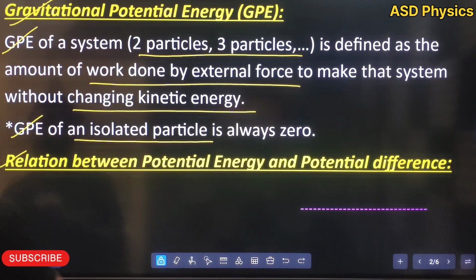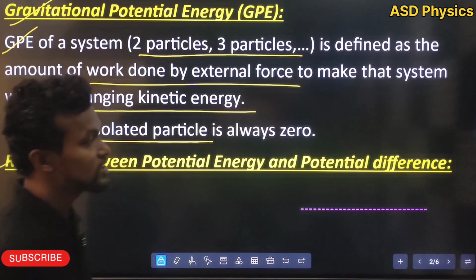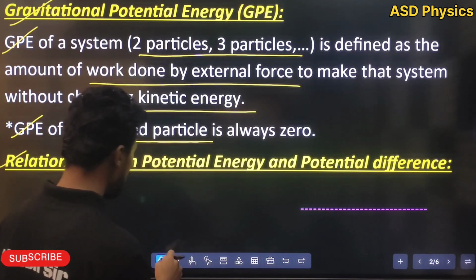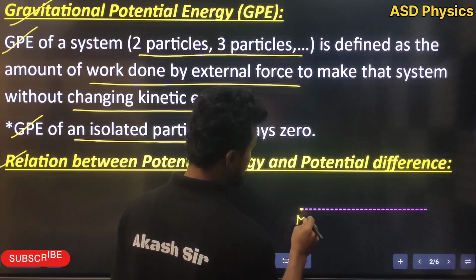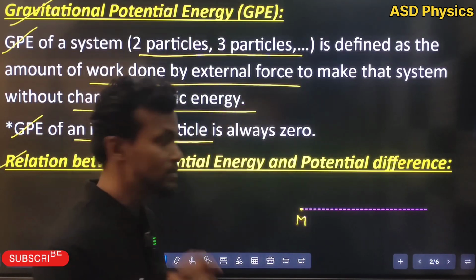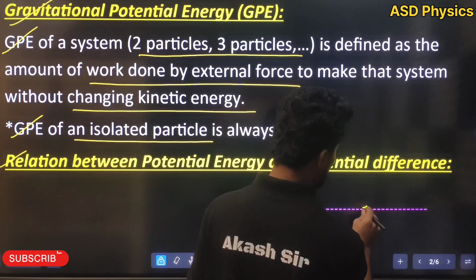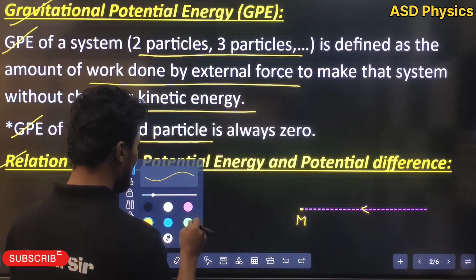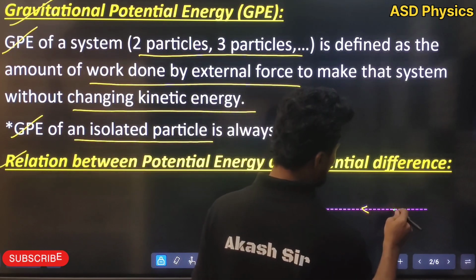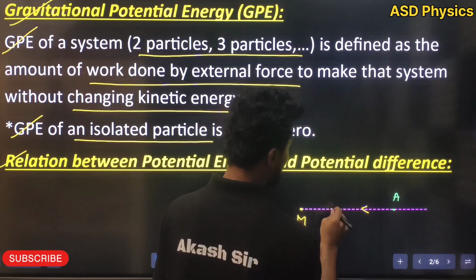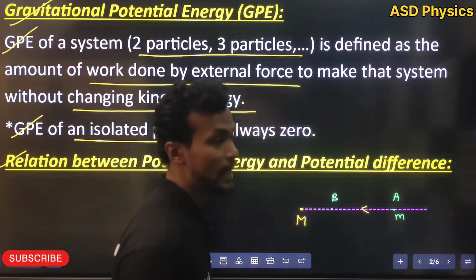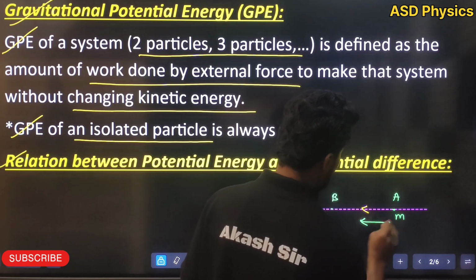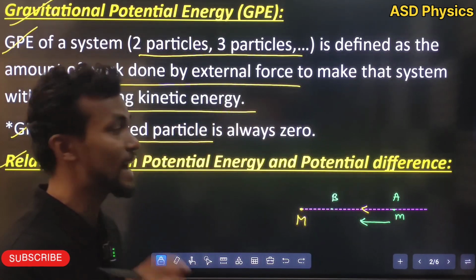Next, we are going to learn a relation between potential energy and potential difference. That is very important. Here I have taken one mass, capital M, and you know that the gravitational field due to this mass is towards the mass M. After that, I have taken two points here: this is point A and this is point B. Now I am taking one small mass m from point A to point B without changing the kinetic energy.